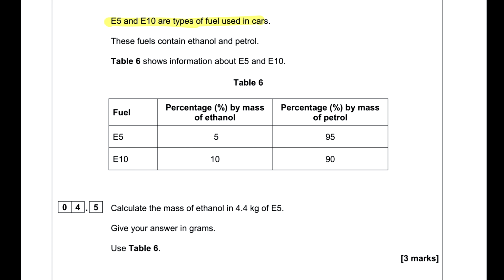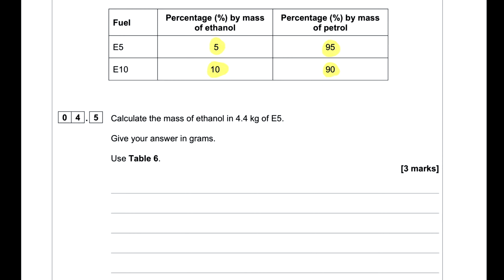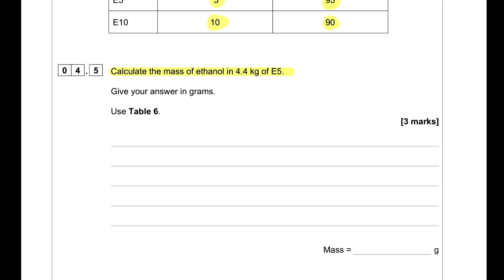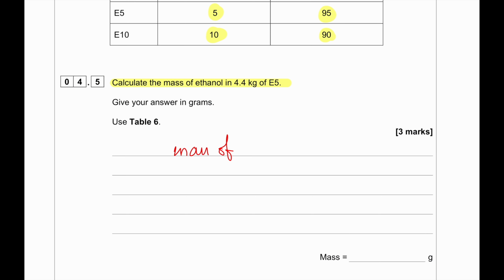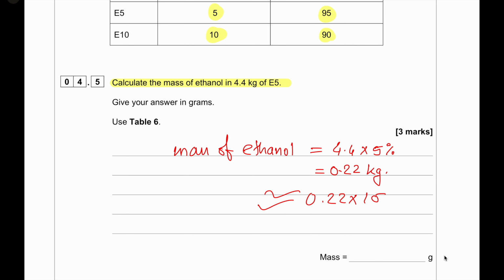E5 and E10 are types of fuel used in cars. These fuels contain ethanol and petrol. E5 is 5% ethanol and 95% petrol. E10 is 10% ethanol and 90% petrol. Calculate the mass of ethanol in 4.4 kilograms of E5. To find the mass, we first multiply 4.4 by 5%, which gives the mass of ethanol as 0.22 kilograms. Since they want the answer in grams, we convert it: 0.22 times 1,000 is 220 grams.